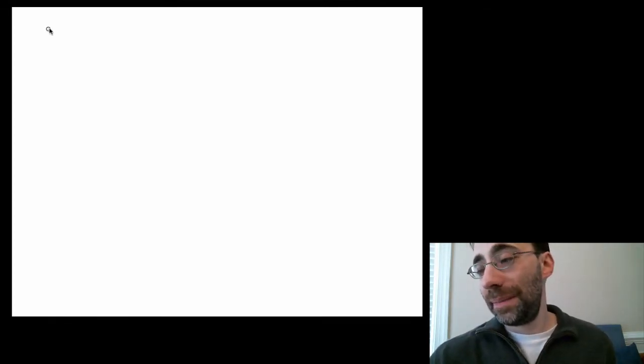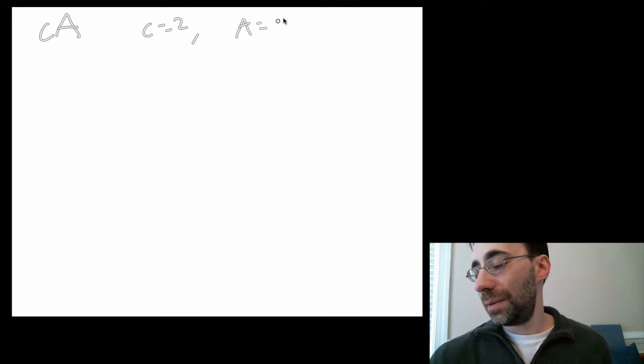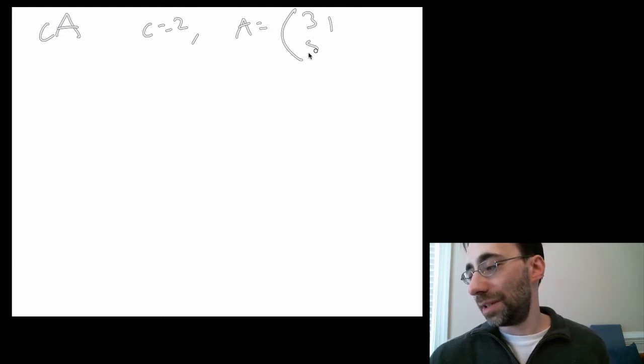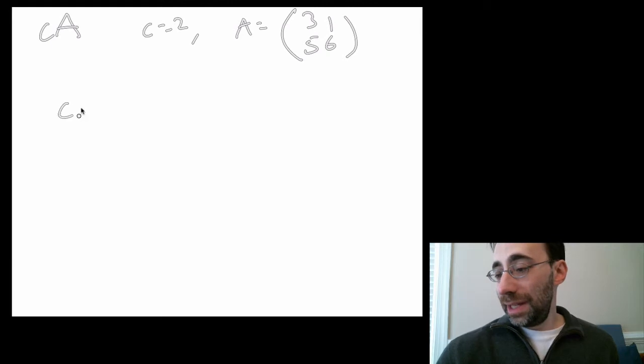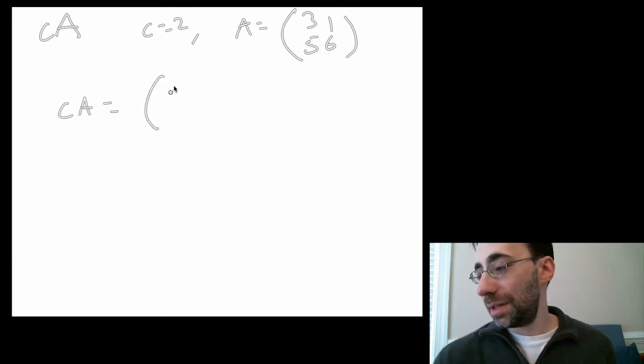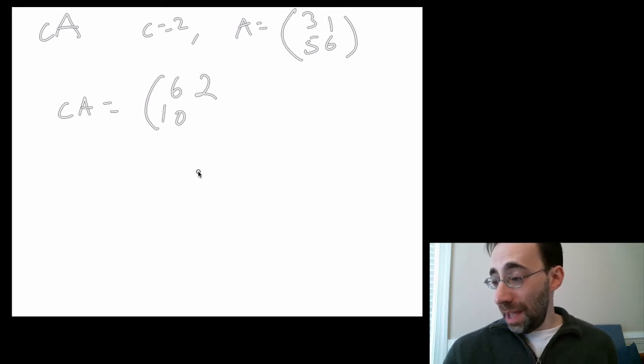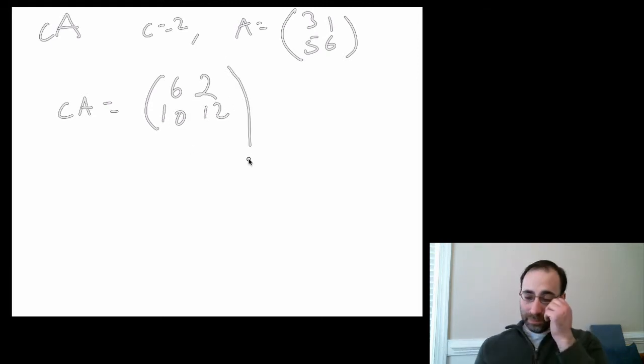Now we go to multiplication, and again, there are two types of multiplication. Actually, there's more than two, but there's a type between a scalar and a matrix. Turns out that works exactly the same way multiplying a scalar times a vector does, maybe not surprisingly. So how do we do that? Well, if C is a scalar and A is a matrix, and C equals 2 and A equals, I'll start with the square one again, that doesn't make a difference at all. Then CA equals 2 times 3 is 6, 2 times 1 is 2, 2 times 5 is 10, and 2 times 6 is 12. And that's it.